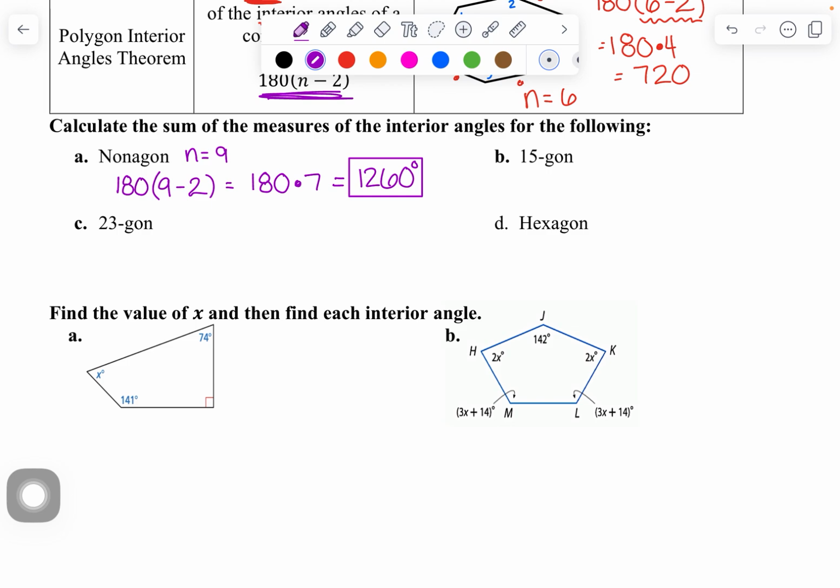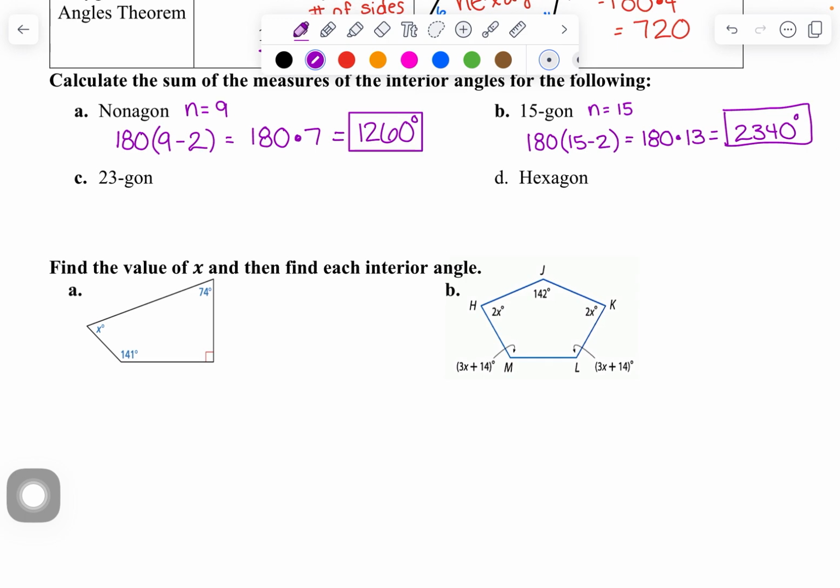Sometimes they might not give you the name of a shape, or at least not a common name. They'll give you 15gon. In a 15gon, that means there are 15 sides, so n is 15. But you do the exact same thing. 180, 15 minus 2. First thing I do is 15 minus 2, which is 13. 180 times 13, 2340. That is the sum of the interior angles of a 15gon.